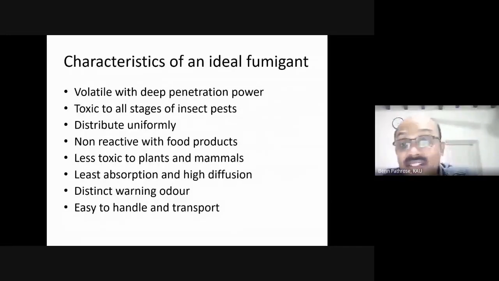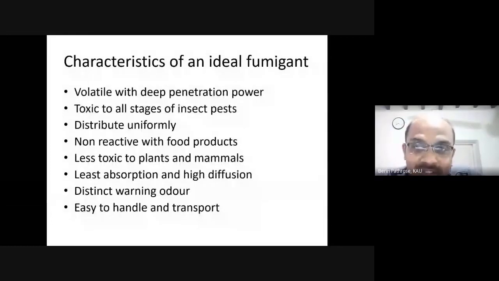And the next thing is it should have a distinct warning odour. Why? Because as I told you earlier, almost all the fumigants which are toxic to insects are toxic to human beings also. So any person who accidentally enters a fumigated room should get an instantaneous warning that this room is fumigated.